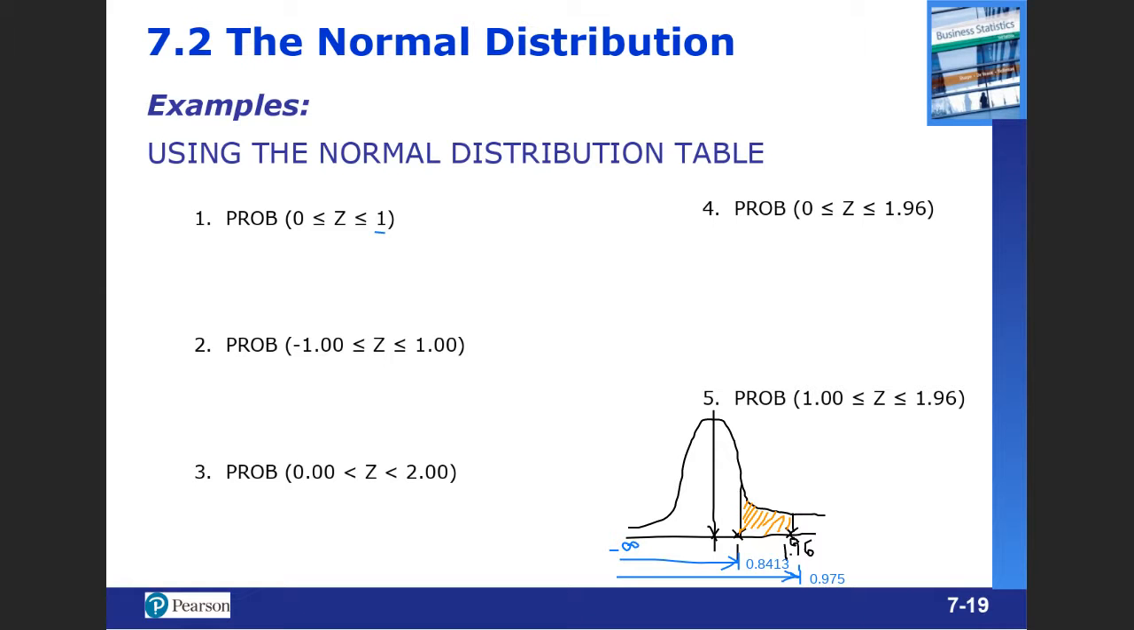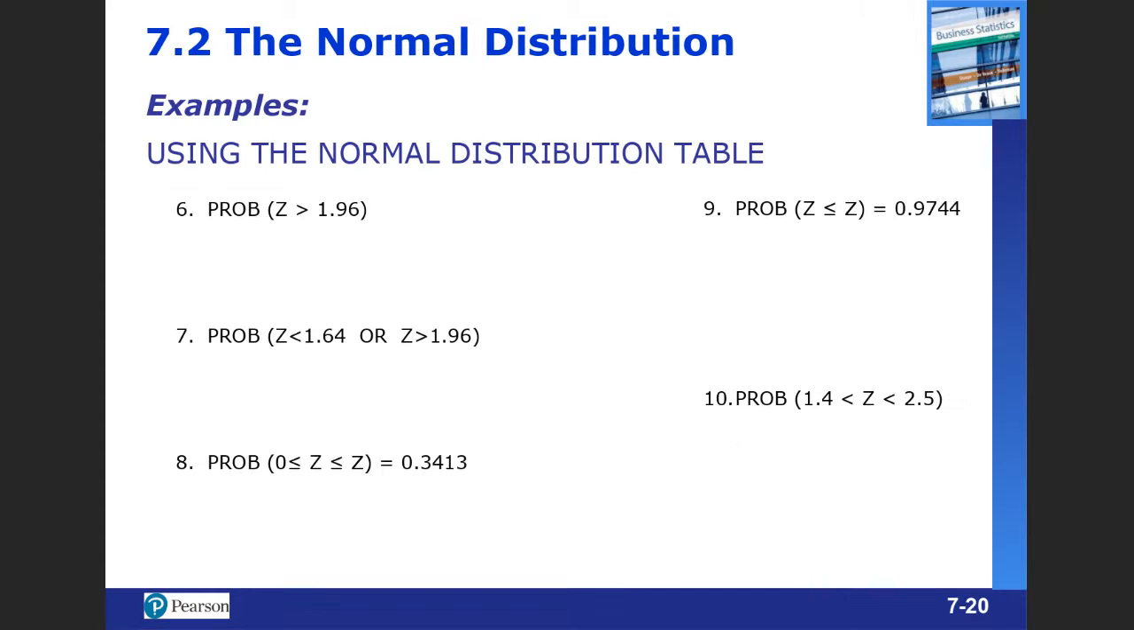So it's pretty simple now, you're getting it. I'm going to move on to the next exercise. I'm going to skip question number 6, and I'm going to do question number 7 instead, because if you get question 7, that means you've got question 6. So question number 7 is slightly different now. It says find the probability when z is less than 1.64 or when z is greater than 1.96.